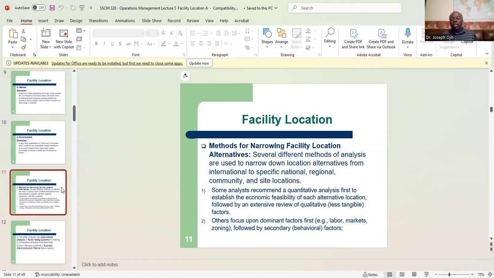So there are other factors, things like labor market. Labor market can be an important factor. For example, I think I gave something similar to this in the previous slide. A labor market where there is cheap labor available is a very important factor when we're narrowing facility location alternatives. So you can decide to locate a facility where there is more labor, especially if that facility can be easily moved, if it is mobile.